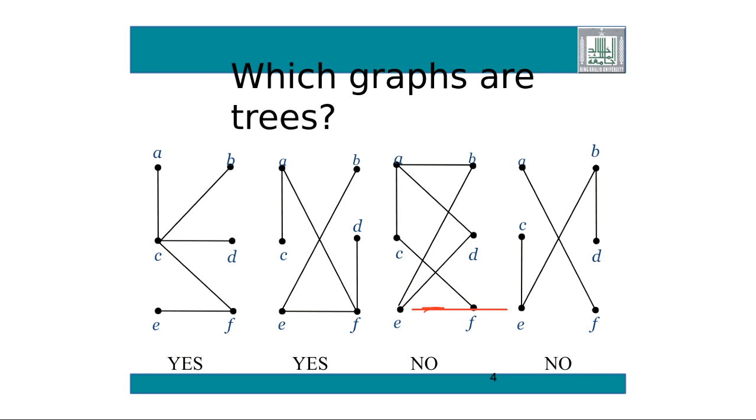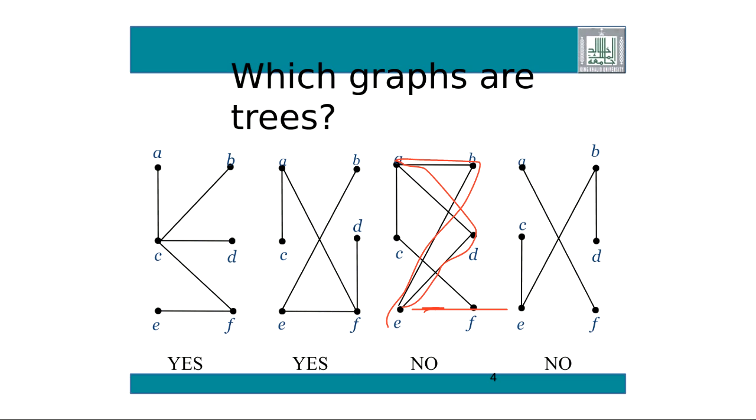Coming to this one, this is not a tree, because a loop is there. This is one edge, this is one edge, this is one edge. For this edge there is no loop, but for this edge a loop is there. So you can consider this is not a tree.